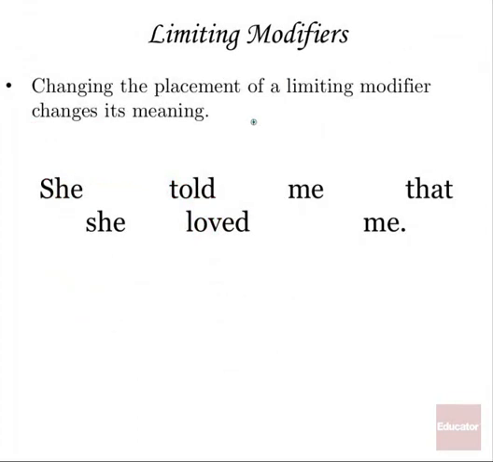All right, this is one of my favorite examples of how placing a limiting modifier in a different place can completely change the meaning of the sentence. She told me that she loved me. I'll take the word only and stick it in here. She only told me that she loved me. That's all she did. All right. She told only me that she loved me. Well, now she's only telling me. Nobody else gets to know.